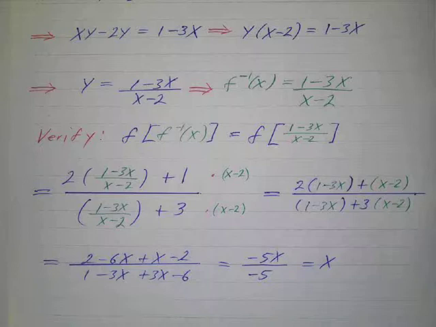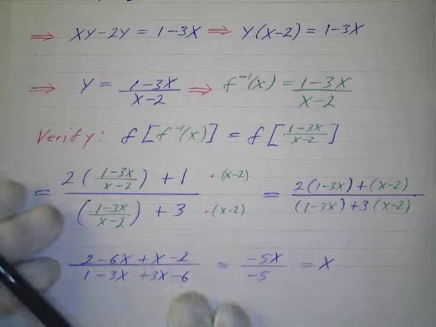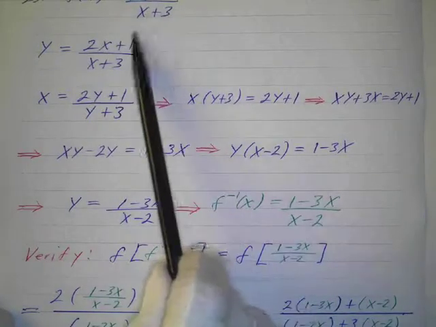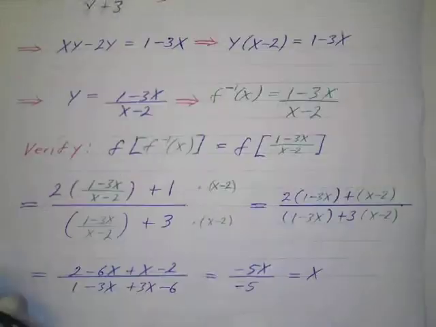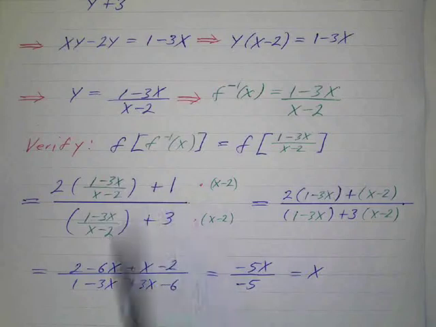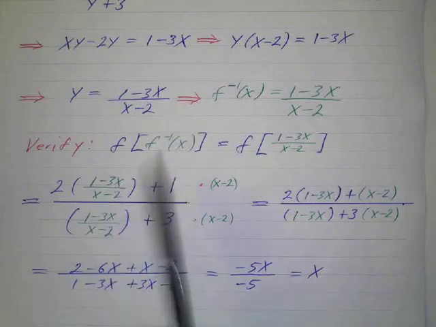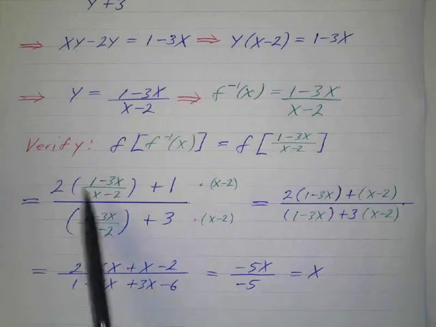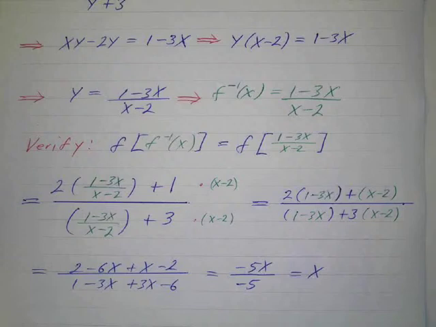Now, what is the f function rule? We have to go back to the top, and that was 2 times something plus 1 all over that something plus 3. So I kind of outlined it over here. 2 times something plus 1 all over the something plus 3, and that something in this case is the f inverse of x. So every time I want to see that x in the original f of x, I'm going to put 1 minus 3x over x minus 2.